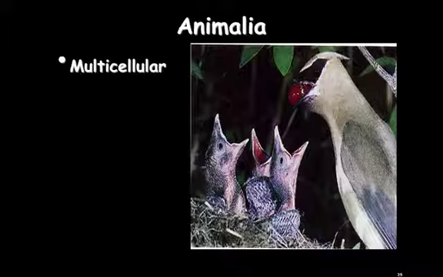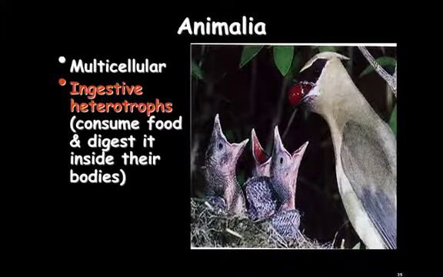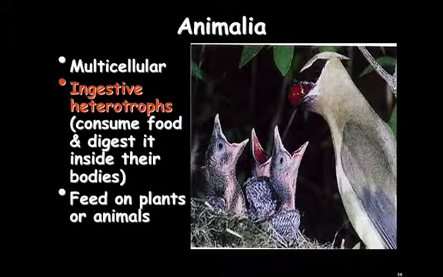Animalia are multicellular organisms. They are ingestive heterotrophs, which means that they consume their food and digest it inside of their bodies. And as far as Animalia go, they can feed on plants or animals. In previous chapters, in the beginning of the year, we talked about the herbivores, the carnivores, and the omnivores, which fall into the kingdom Animalia.